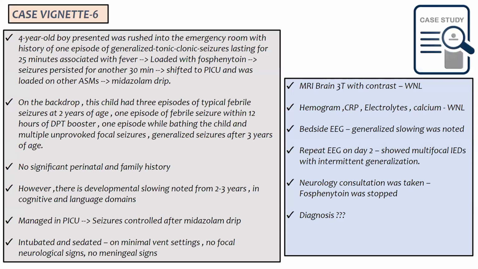Topiramate and zonisamide also have a slight mechanism of sodium channel blocking, and lamotrigine is also a sodium channel blocker. So I'll repeat the 6: fosphenytoin, phenytoin, carbamazepine, oxcarbazepine, lamotrigine, and lacosamide. These are the 6 drugs you need to avoid in Dravet syndrome because these are sodium channel blockers. Dravet already has a defect in the sodium channel. You're going to further block it, and the seizures will increase again.